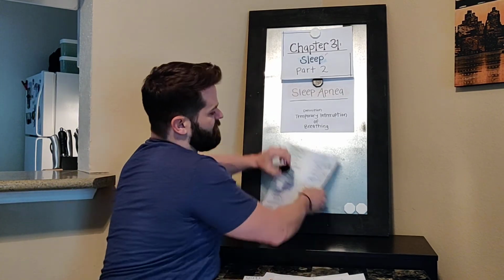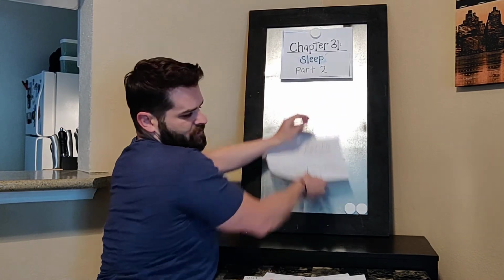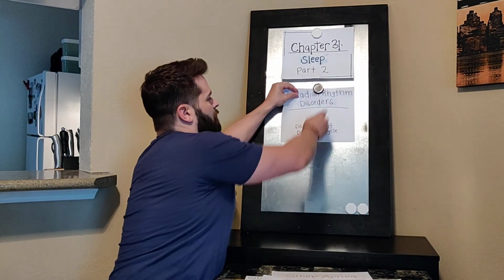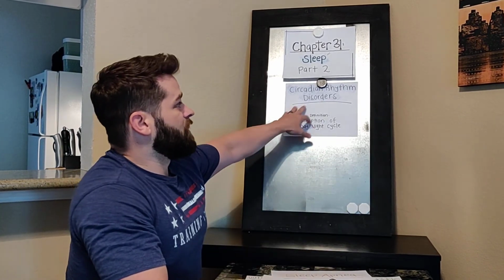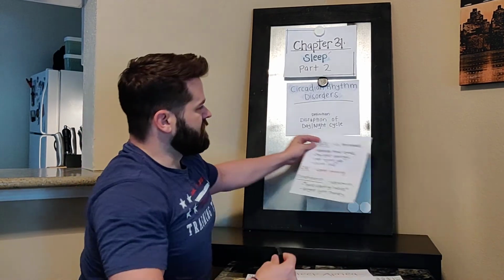And lastly, the last major thing mentioned in this chapter is circadian rhythm disorders. So, as you know, circadian rhythm is your body's natural day-night cycle, melatonin regulating when you go to sleep, when you wake up. And the definition of circadian rhythm disorders is the disruption of that cycle. So it can be a lot of different things. And for that reason, there's a lot of different causes.